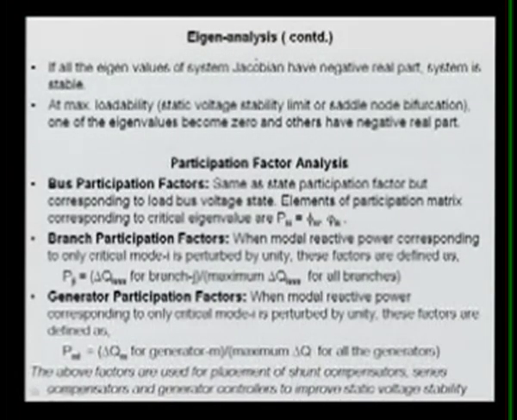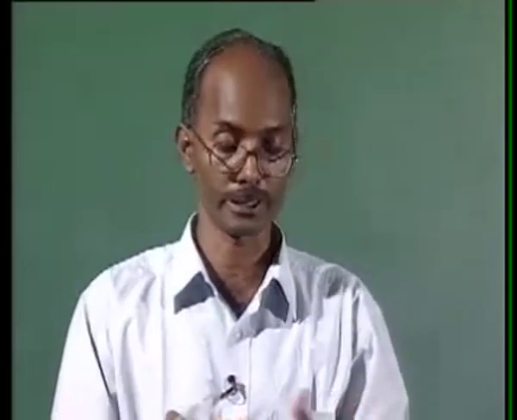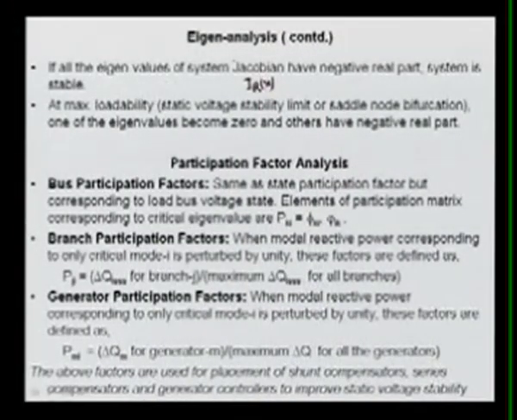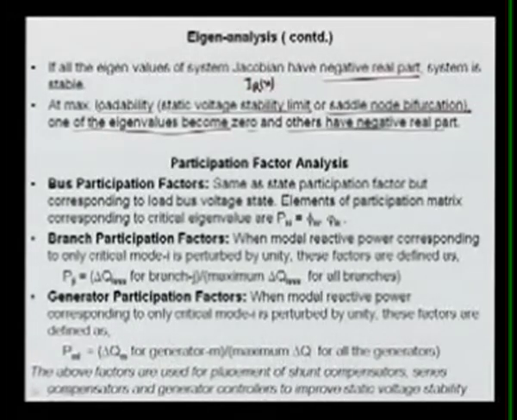If we consider the eigenvalues of this system Jacobian, which I call JR, it is not the power flow Jacobian, it is different from that, because the power flow Jacobian is included in it. In that case we have used the dynamics of the system along with it. If all eigenvalues have a negative real part, then the system is stable, no doubt about that. At maximum loadability, the static voltage limit or saddle node bifurcation, one of the eigenvalues becomes 0 and the others have a negative real part.